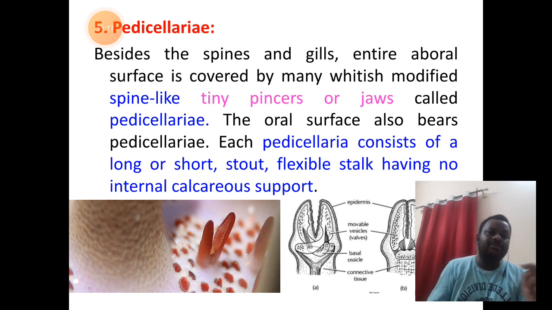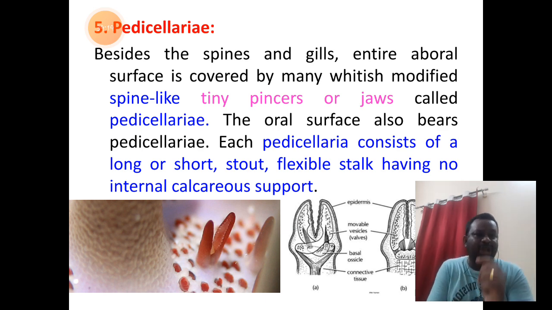You can see much towards the left side in the diagram down. So it appears like a fork structure. So they are minute microscopic structures. They are also spine-like projections. They are generally called tiny pincers or jaws. Technically, scientifically, they are called Pedicellariae. These structures are also present on the oral surface too.